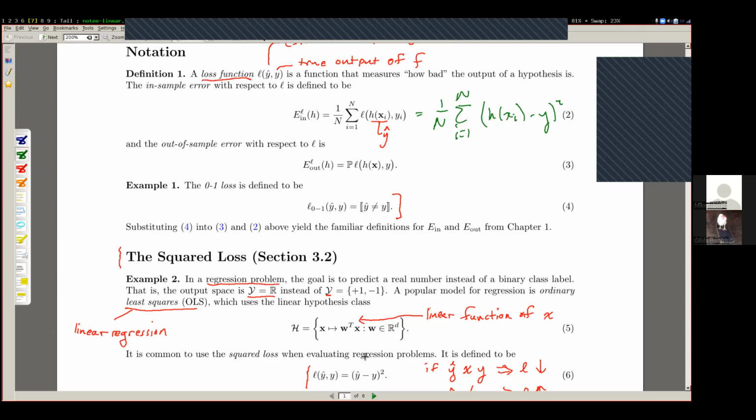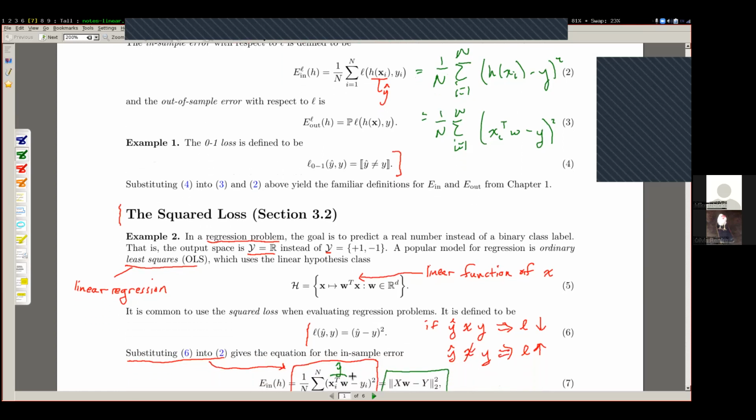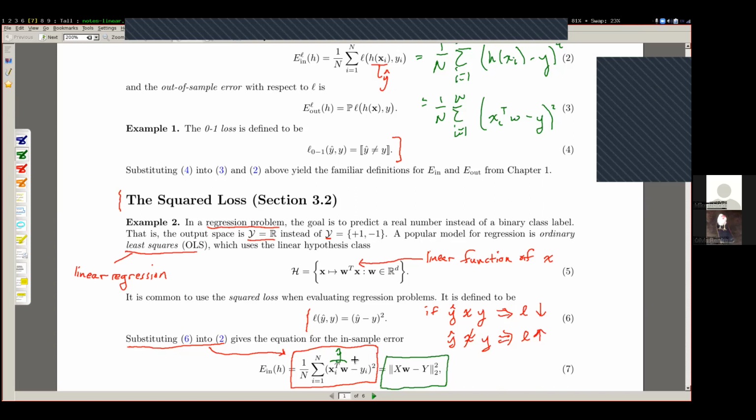And now all the h of x sub i's have this form right here, w transpose times x. So one more substitution gives me 1 over n, sum i equals 1 to n of the x_i transpose w minus y squared. So that's what I have in green right here, the same exact thing right here.